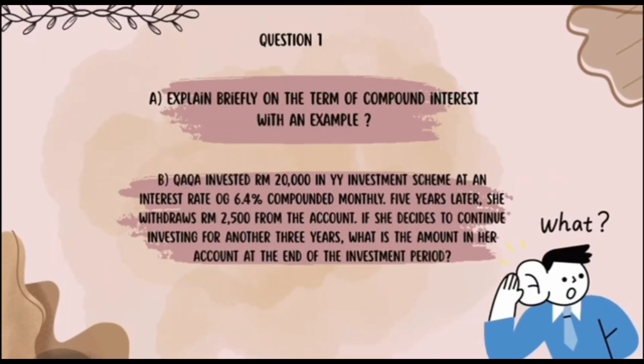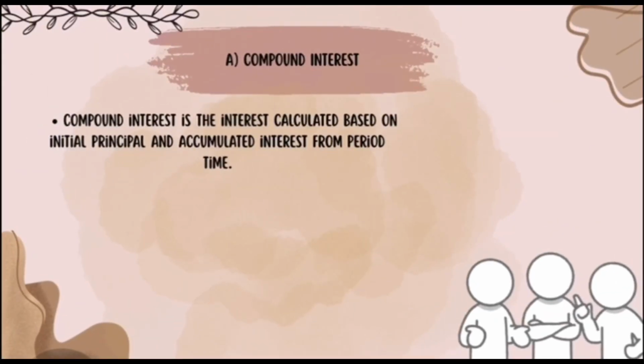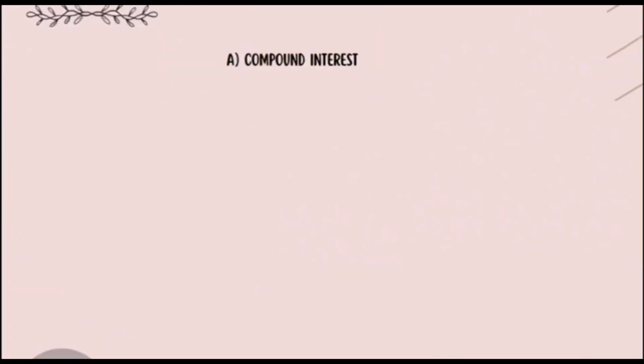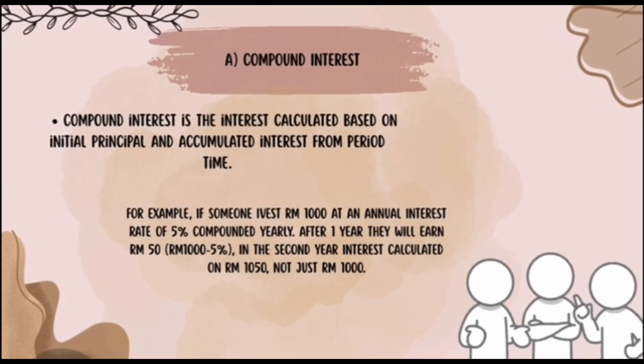Question 1a: explain briefly the term compound interest with an example. The answer is, compound interest is the interest calculated on the initial principal and also on the accumulated interest of previous periods. For example, if you invest RM1,000 at 5% annual interest compounded yearly, after 1 year you will get RM50 interest. In the second year, the interest is calculated on RM1,050, not just RM1,000.